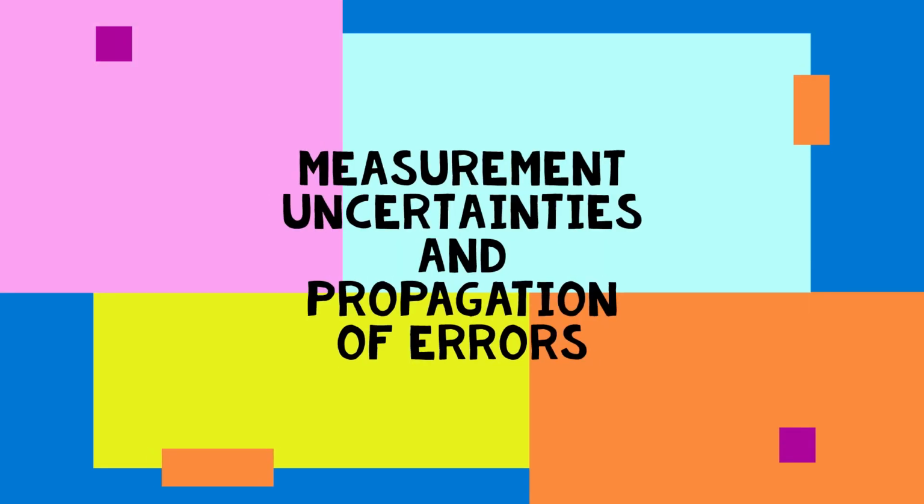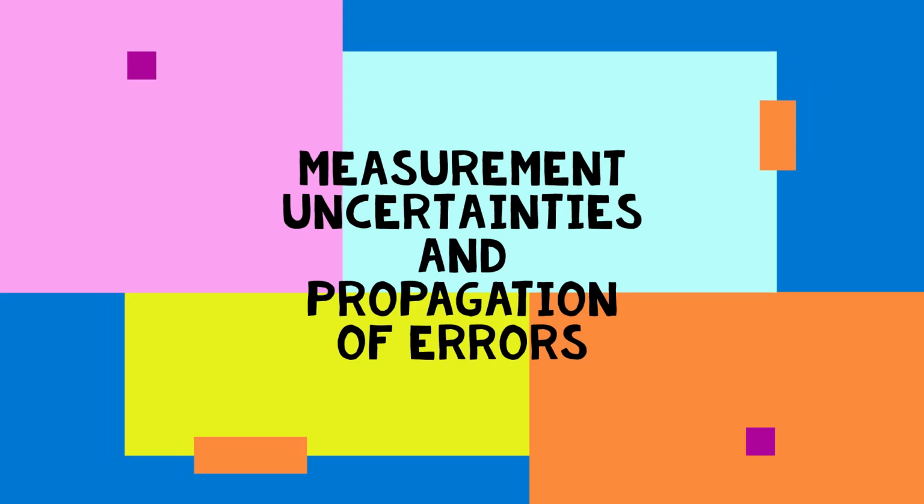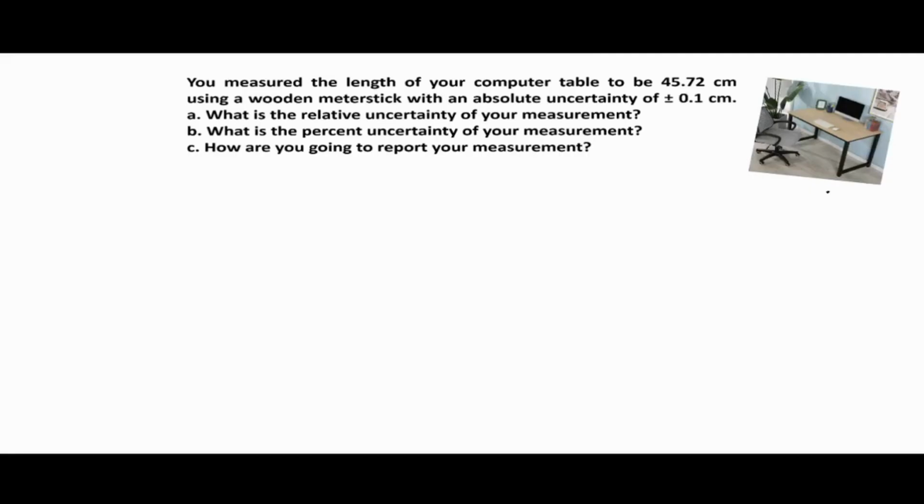Today's video, we are going to solve problems regarding measurement, uncertainties, and propagation of errors. For our first problem, you measured the length of your computer table to be 45.72 centimeters using a wooden meter stick with an absolute uncertainty of plus minus 0.1 centimeters.